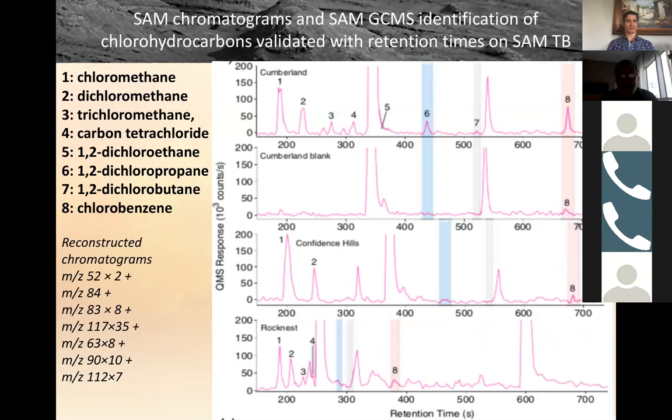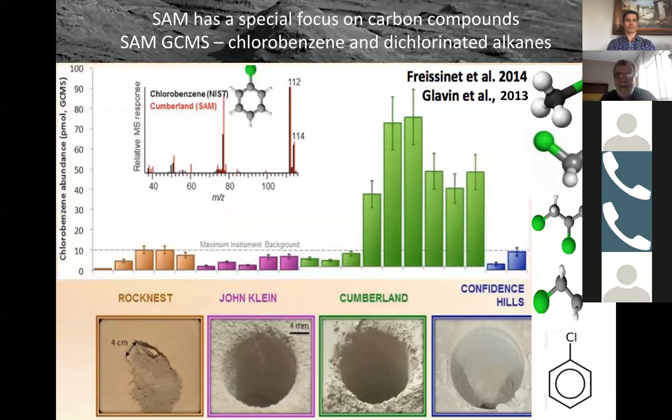And again, this is a type of experiment I described, retention times on the right. And just take a look at the upper sample instead of going through all of these. In the Cumberland sample, we found these molecules separated out: chloromethane, dichloromethane, trichloromethane, and so on, with the most complex of the chlorine-containing compounds being chlorobenzene. And you can see that on the right.